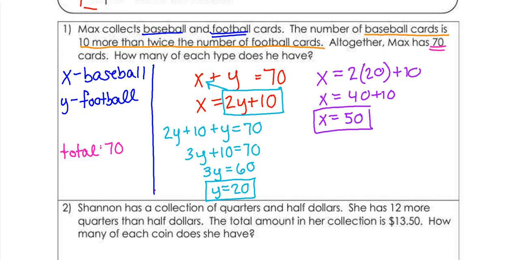The last thing we have to do, just like we've been doing all units so far, is write our final answer. So I have 50, and this is where our units come into play. 50 baseball cards and 20 football cards.